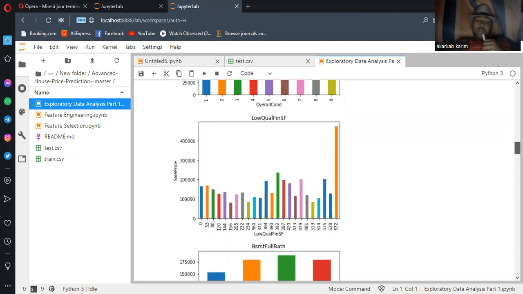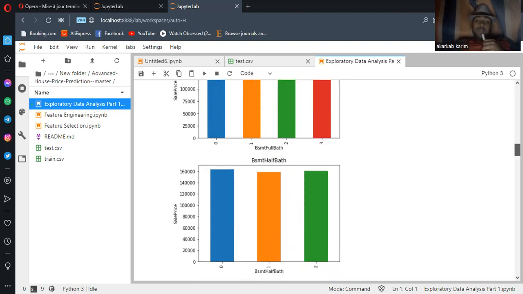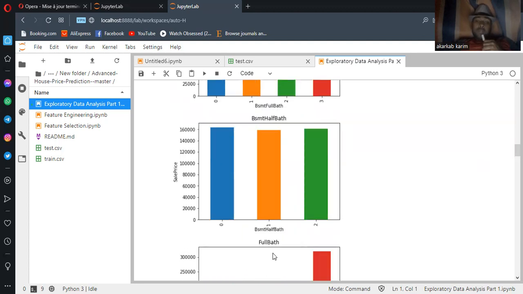If we look also at this one, we have different colors here with different values. I don't know what that means, but if we go deeper in this analysis, we can understand. Also for this one, we have some values here: 0, 1, 2, 4. We have the red one, green, orange, and blue one. The most frequent here is the green one. Also, we can see this for half bath and bath. Here for bath, here for half bath, it's the same.